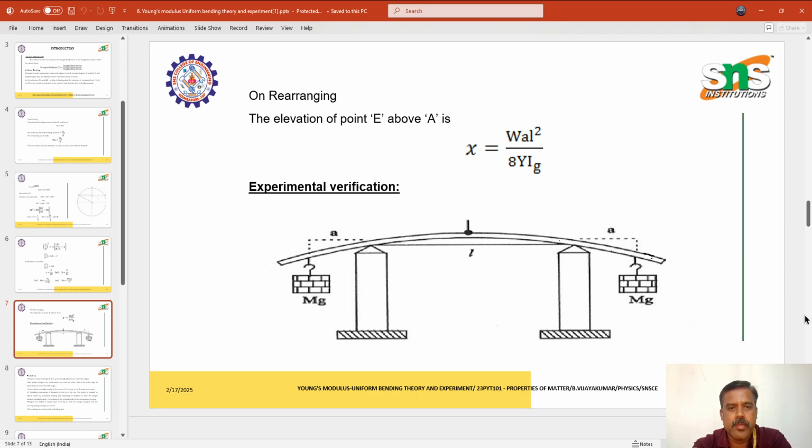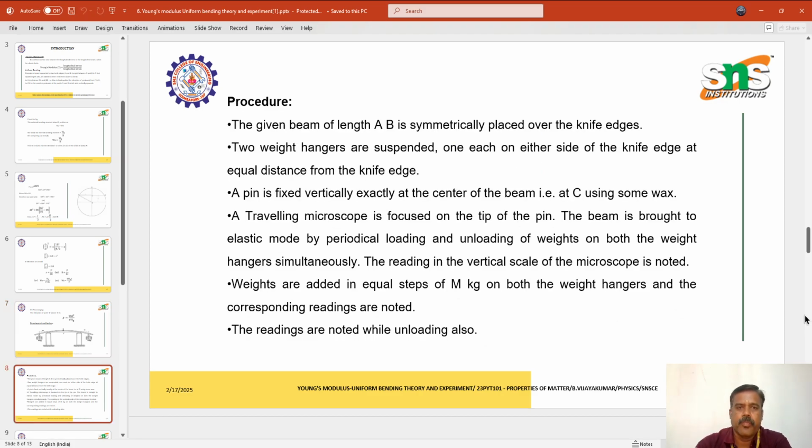Then we start the experimental verification. This is the block diagram of Young's modulus by uniform bending. On both sides we add a weight, called mg. The distance between the two knife edges is L, and the distance between one weight hanger and the nearby knife edge is a. So all of this is given in the procedure.